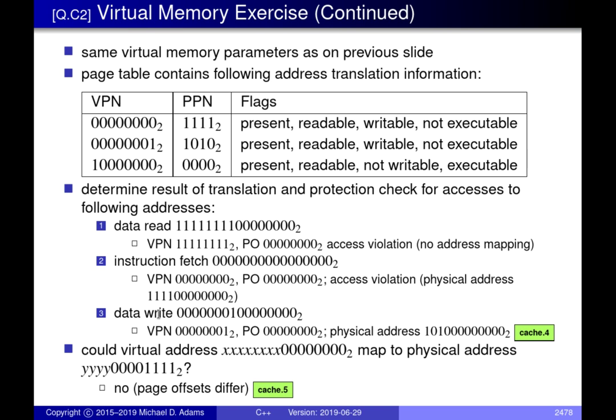And then lastly, I want to consider a data write to this memory location here in binary, a bunch of zeros followed by 1 followed by a bunch of zeros. Again, the processor will break this into a virtual page number part and a virtual page offset part.